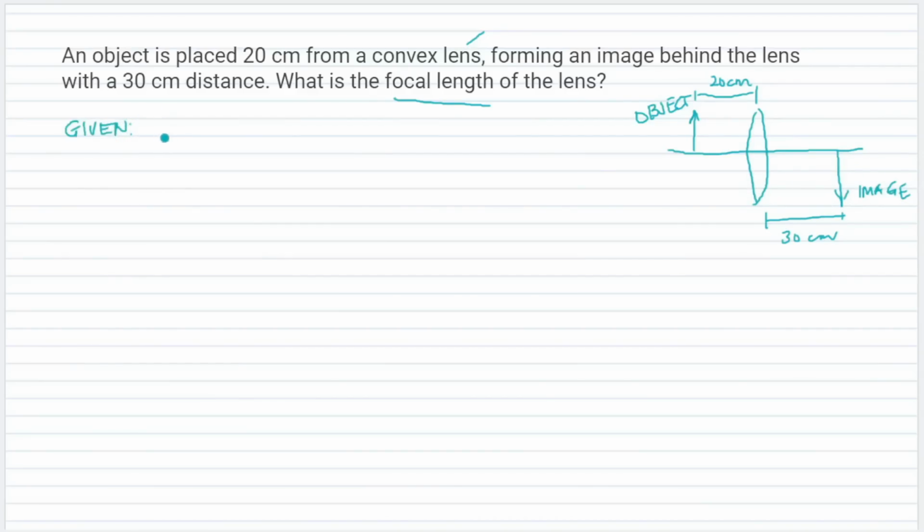So again, we are given the distance of the object equal to 20 centimeters. And then the distance of the image, sabi behind the lens, so sa likod ng lens yan, that would be 30 centimeters. Tandaan po natin, kapag real ang image, positive po ang ating DI. And we are looking for F.